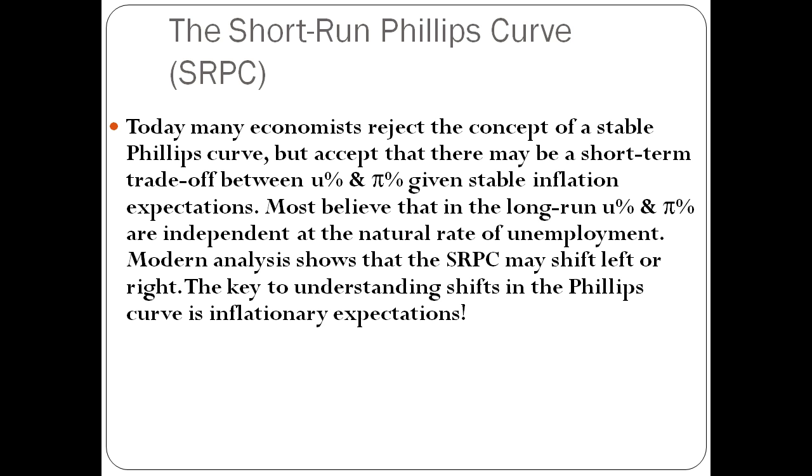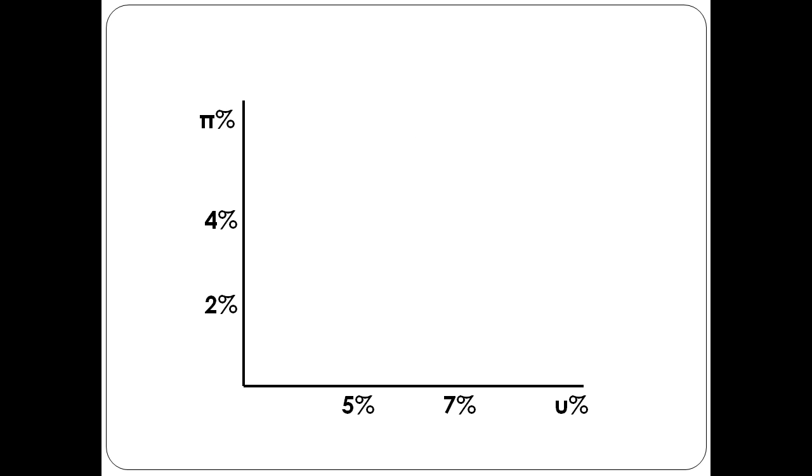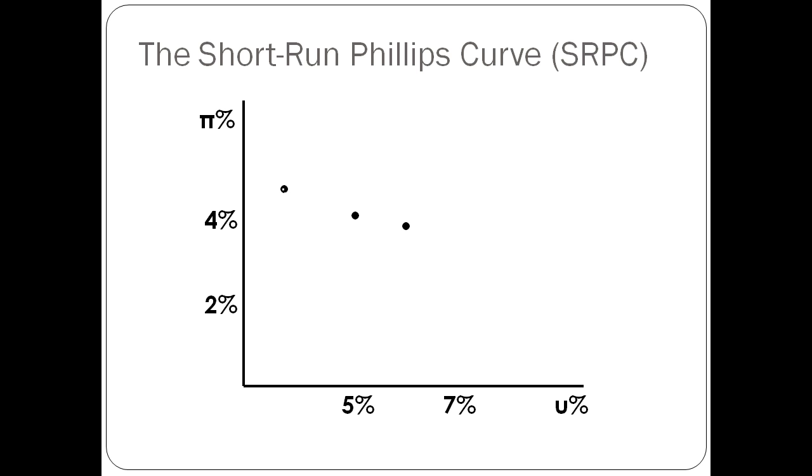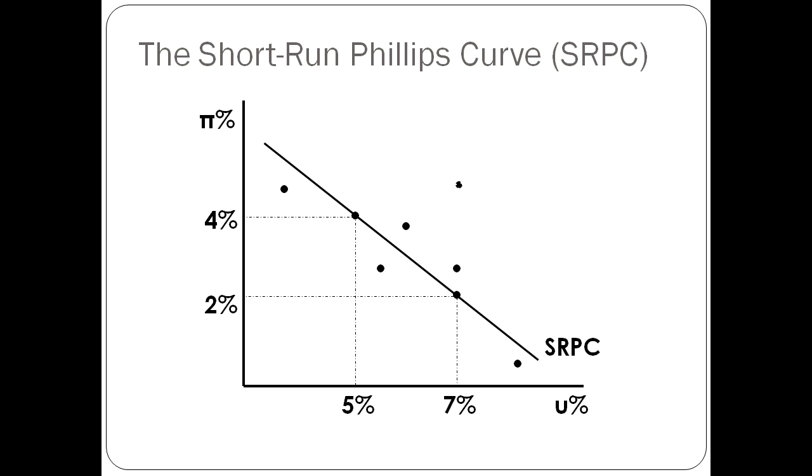So going back to that curve we had at the beginning of the lesson, we can recreate that curve, but we're going to call it the short-run Phillips curve, or SRPC. Our short-run Phillips curve is going to have inflation on the y-axis and unemployment on the x-axis, and we're going to have it downward sloping as you go left to right. This short-run Phillips curve can shift left or right.